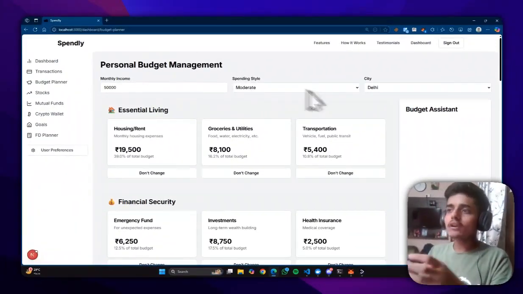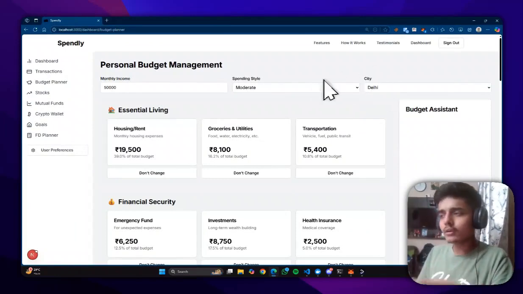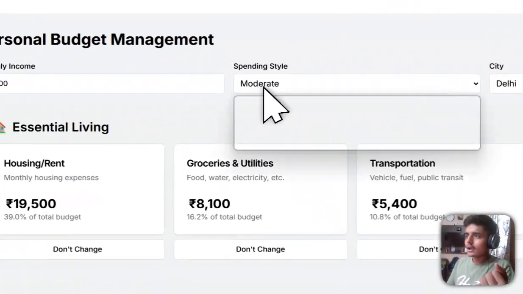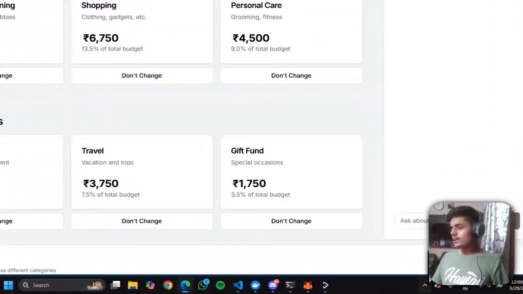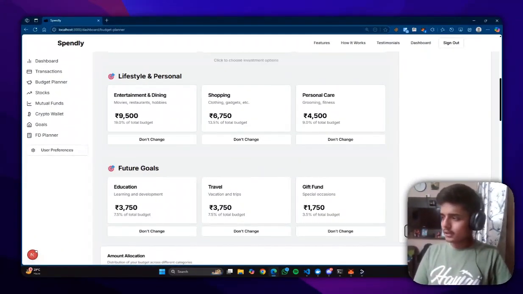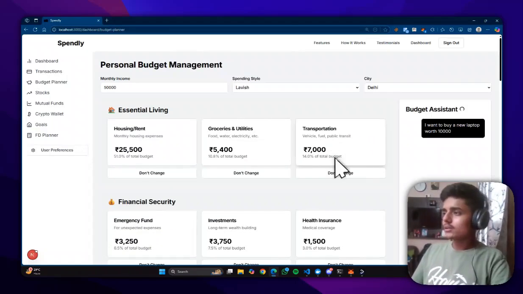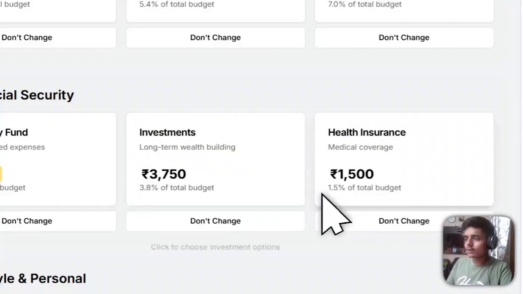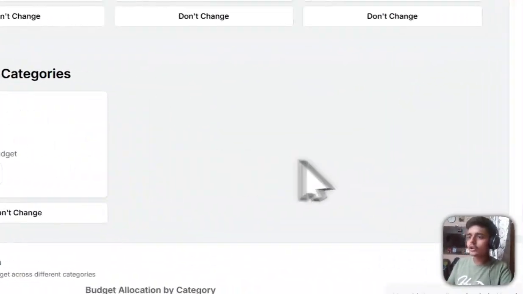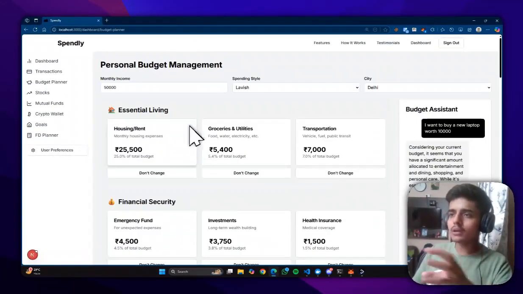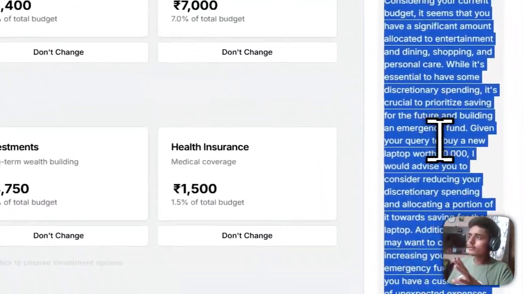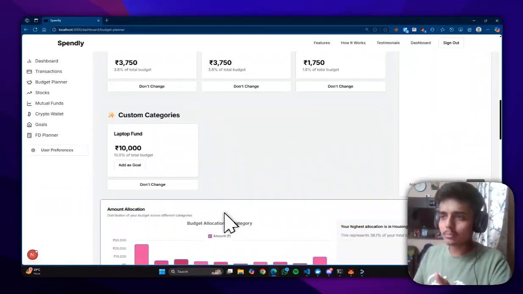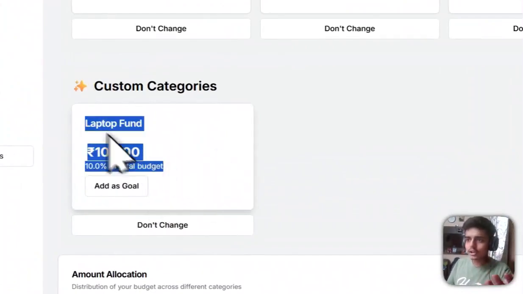This is to provide a personalized touch, and the data for this is being extracted using Perplexity's model. As you can see, if I change the spending style, then all the budget is being changed according to it. Now let's say I want to buy a new laptop worth 10,000. You can provide your queries to the LLM, and our LLM is going to add a new card according to whatever you want to do, and deduct some of the budget from other places, like it's going to deduct some from groceries. It is also going to provide you suggestions on how you can adjust your budget and accommodate this new card into your budget.